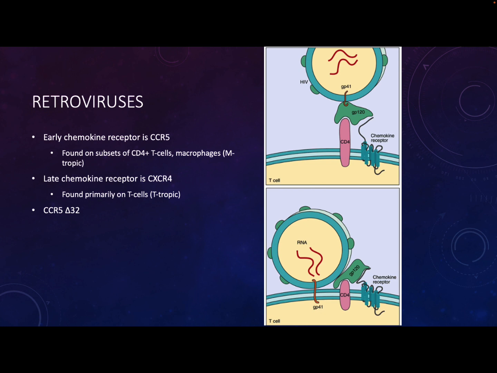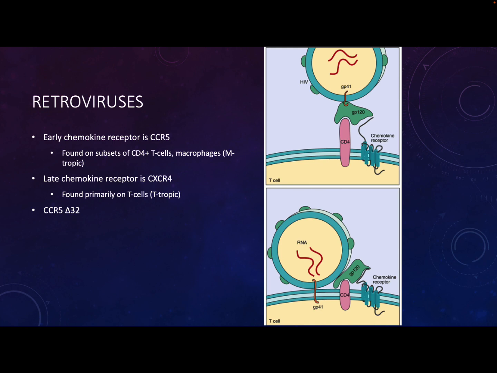With HIV, what we see is that especially HIV-1 binds to a receptor called CCR5. So CCR5 is found mostly on CD4 positive T cells, so helper T cells, and some macrophages. And that's how the virus gets in. As the viral infection progresses, so later in the infection, they also start to use CXCR4, which is also on T cells. So they're really T cell tropic. They want to get into those helper T cells.